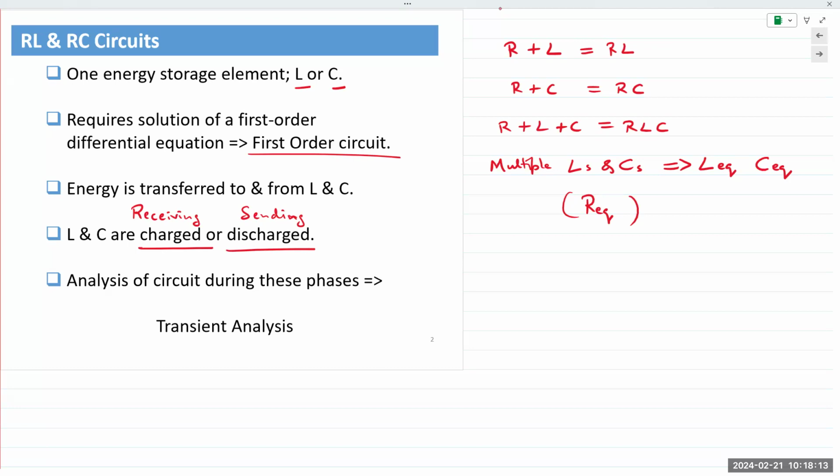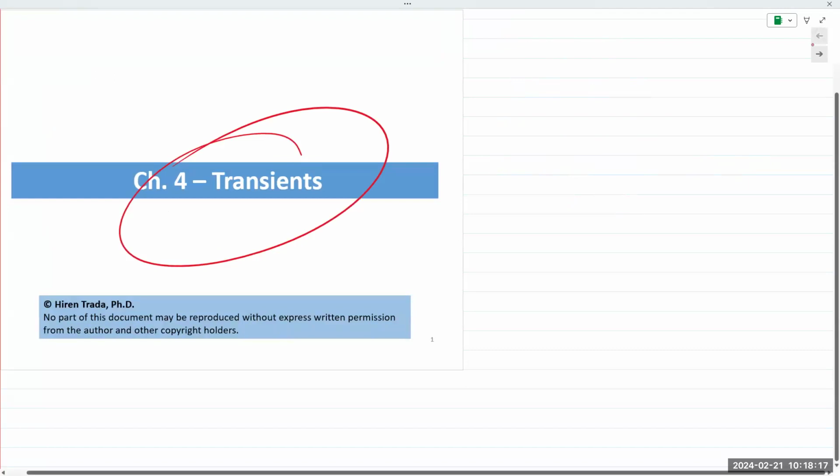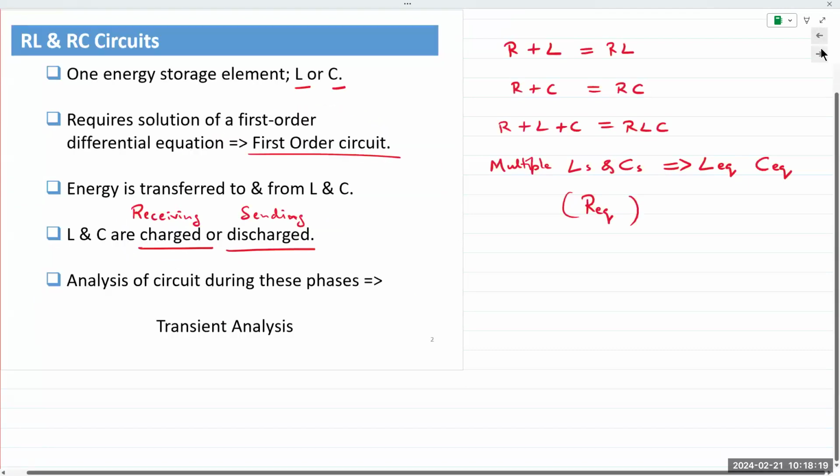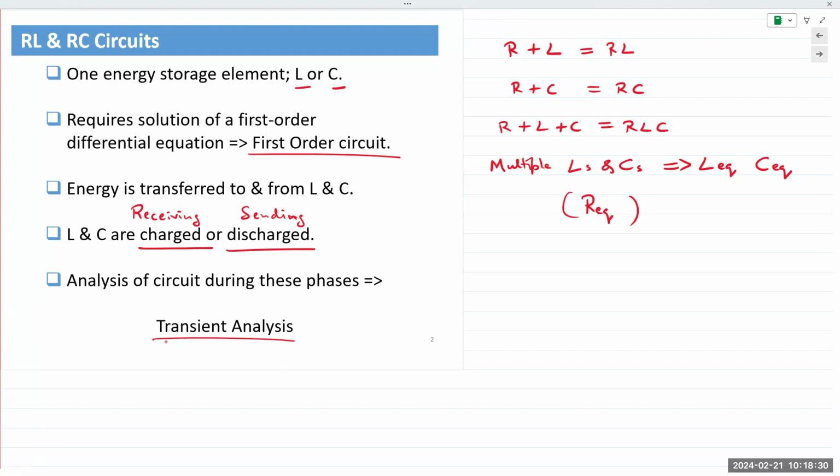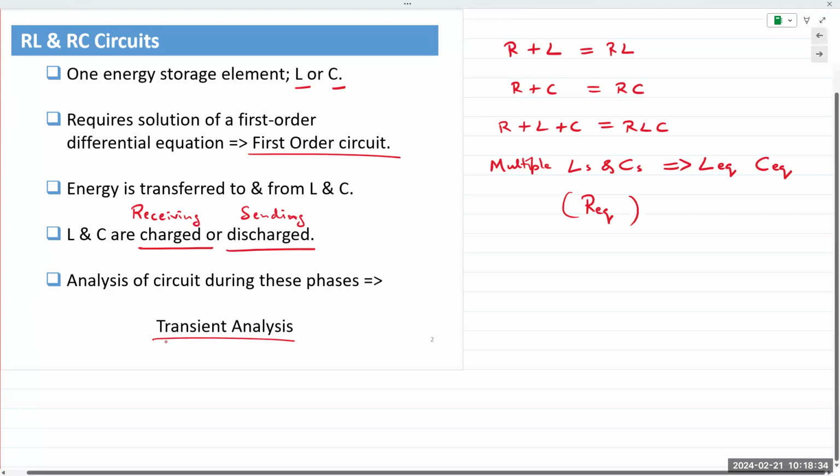Hence the name of the chapter, Transient Analysis. Okay, because we are dealing with transient responses. So transient analysis. And transient analysis is for both DC and AC. But in this chapter, we're going to exclusively look at just DC application of input. Okay, DC input.